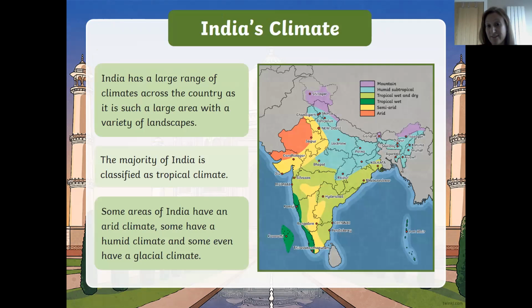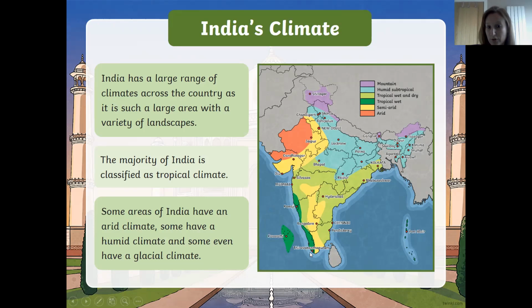Now, India is very, very diverse. There's lots and lots of different climates in India. So you can see on the colours on that map there, it shows you. Now, arid kind of means a bit like a desert. It means it's very dry. There's not much water, not a lot will grow there. So you can see there's almost like some desert and dry areas.